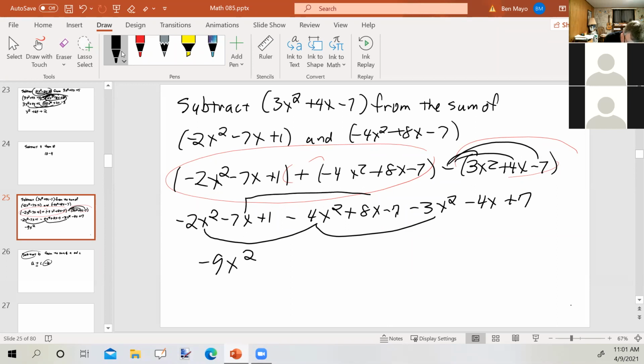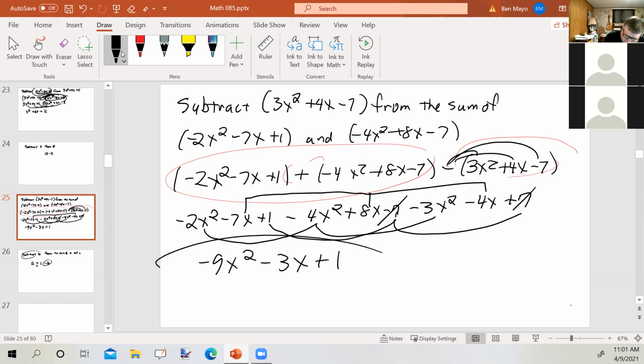Minus 7x plus 8x would be plus 1x. Plus 1x minus 4x would be minus 3x. And finally, 1 minus 7 is minus 6 plus 7, or even this, we could say minus 7 and plus 7 would cancel and we get a plus 1. So there's our final trinomial in descending powers.